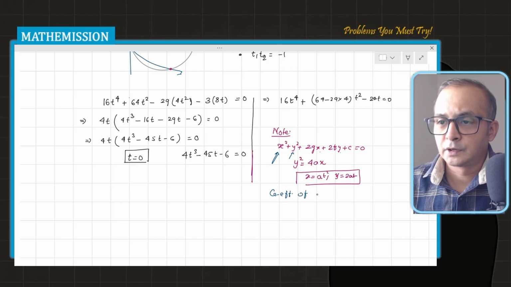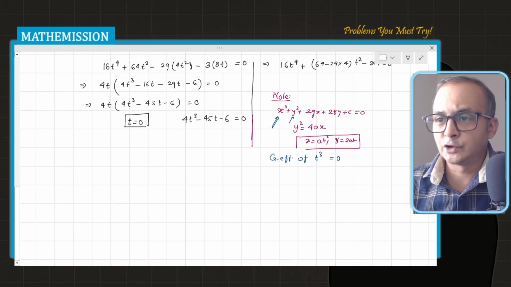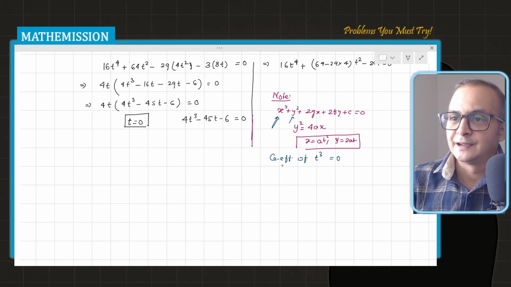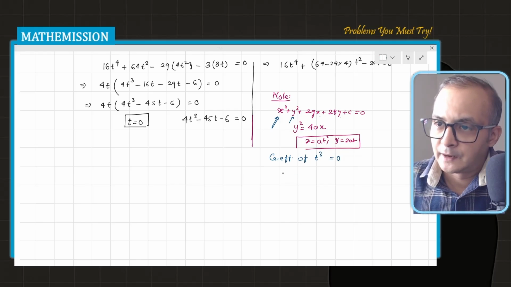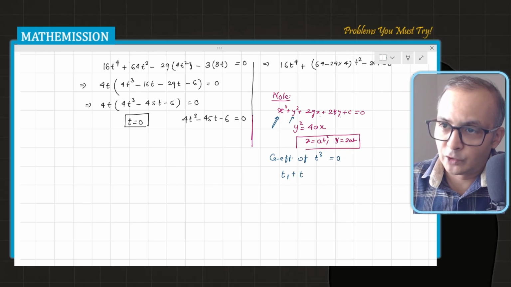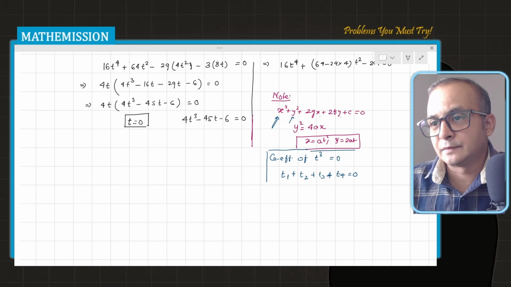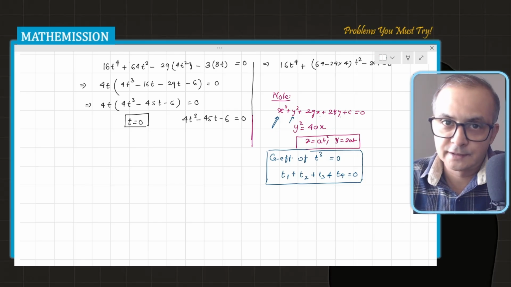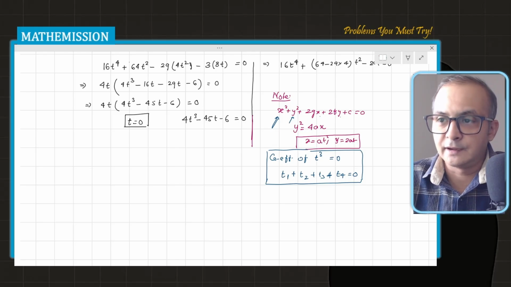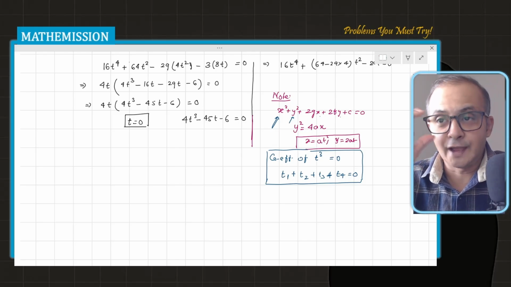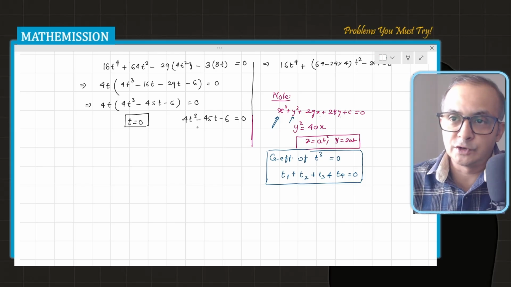So we can see that the coefficient of t cube is 0. What does it mean? The coefficient of t cube being 0 means that the sum of the roots, t1 plus t2 plus t3 plus t4, is going to be 0. And if you know this fact, what is the meaning of this? When a parabola intersects a circle, there will always be 4 points, and the sum of all those parametric points, the t, is 0. So this also helps to find the roots of this equation.